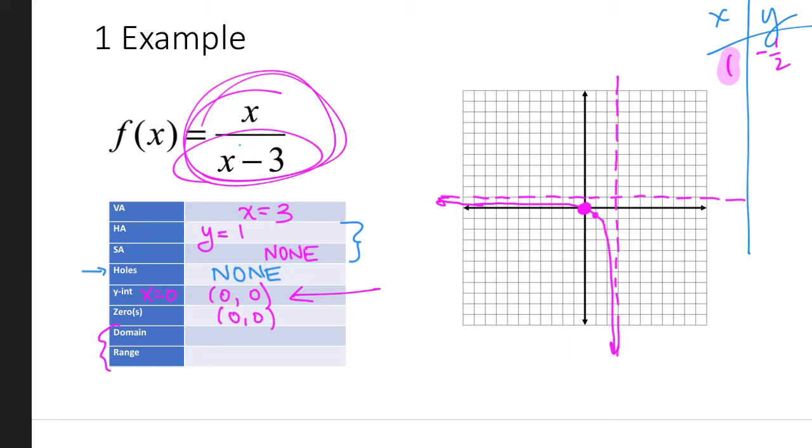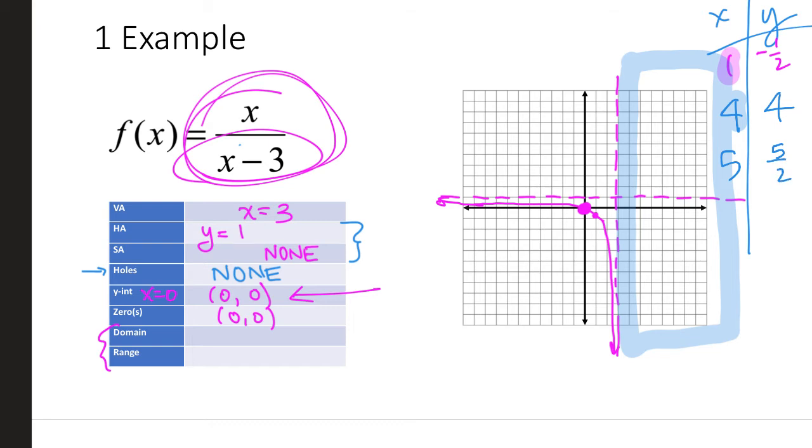Oh, nice. Okay. Now, I also need some dots on this side of the vertical asymptote, right? Over on this side, I need some dots. So I'm going to pick some x values, right? Like 4 and 5, right? Those are x values that are to the right of that vertical asymptote. If I plug in 4, I think I get 4. And if I plug in 5, I get 5 halves.